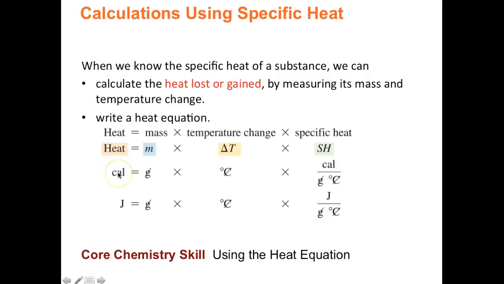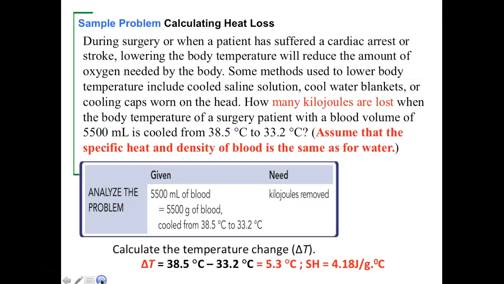So heat is measured in cals, or it's measured in joules. So if you take the specific heat in joules per gram degree centigrade, then of course the answer comes out in joules. So this is the formula for heat lost or gained. Mass of the substance times the temperature change that it has undergone times its specific heat.